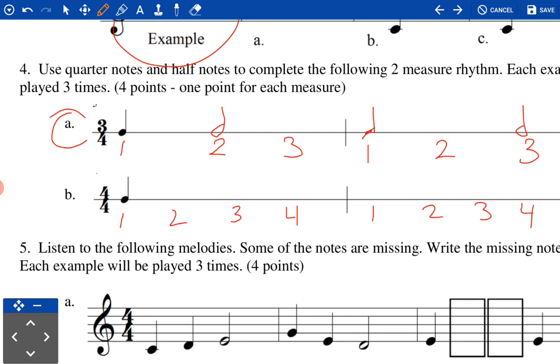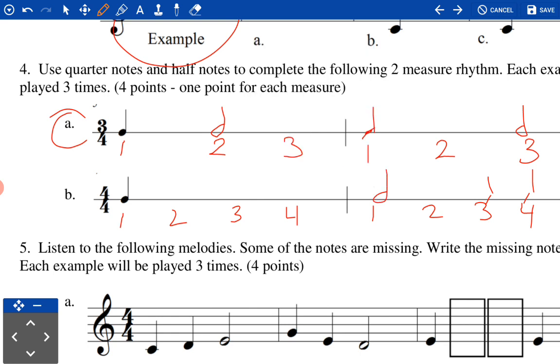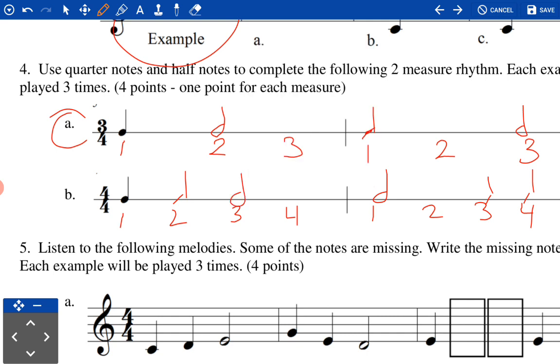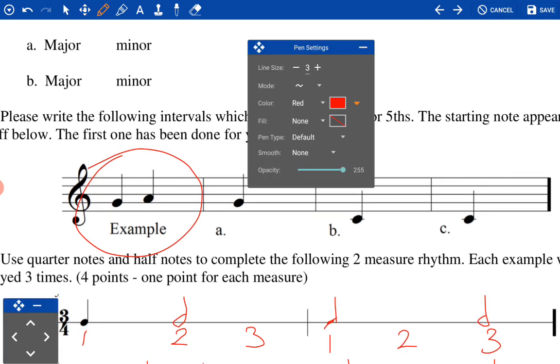And then one more time. 1, 2, 3, 4. 1, 2, 3, 4. Okay? So my beats went here. If I start from the end, 3, 4, and 1, 2 was a half note in the second measure. Here I had 2 quarter notes in the beginning, and then I had half note that would take beat 3 and 4.